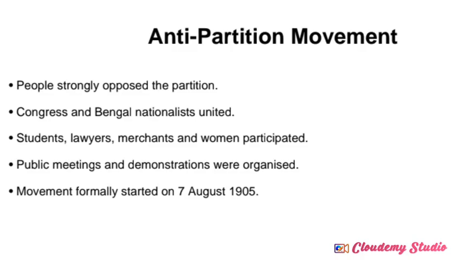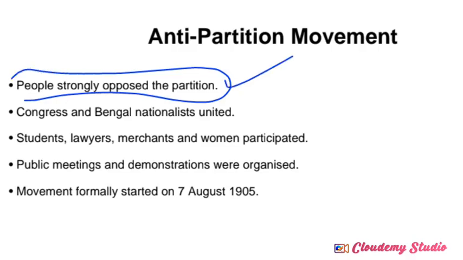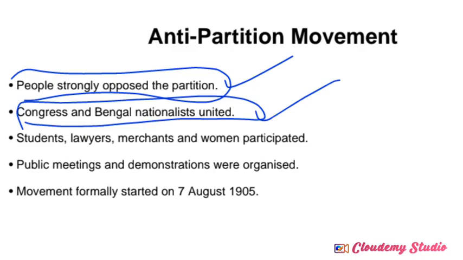So next topic is the anti-partition movement. So what is the concept of the anti-partition movement? See, the partition was started by the Britishers. Anti-partition movement means opposition to the partition of Bengal. That movement was started by the nationalists at that time. People strongly opposed the partition. Means Indians were not ready to accept the division of Bengal. Congress and Bengal nationalists united to oppose the partition of Bengal.